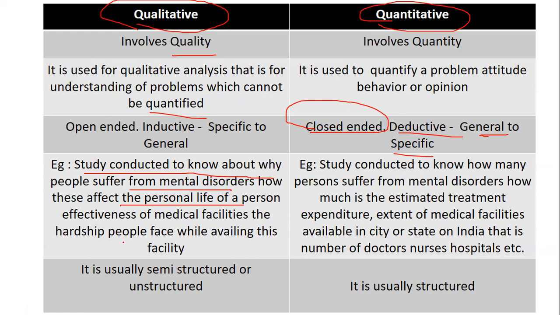Next, the qualitative approach is semi-structured or unstructured, whereas the quantitative approach is properly structured. So the qualitative approach does not indicate something which is properly structured or maintained in a structured format. Okay. Now, coming to the next.